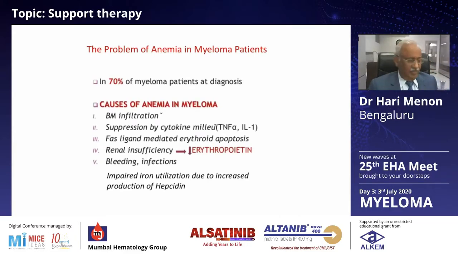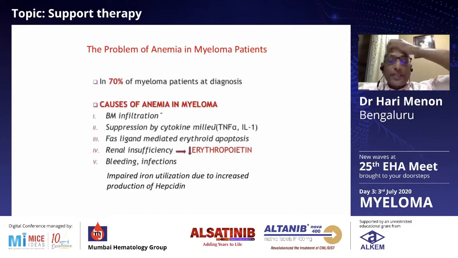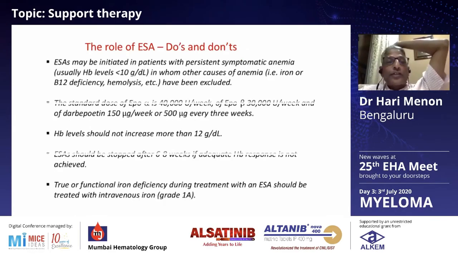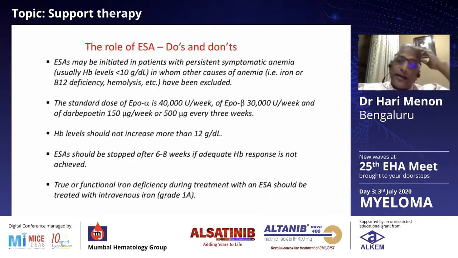Yes. So in 70% of the myeloma patients, you do have anemia due to bone marrow infiltration, suppression by cytokine milieu, and renal insufficiency, bleeding, infection, and so on and so forth. So the recommendation is that erythropoietin may be initiated in patients with persistent symptomatic anemia. The standard dose is about 40,000 units per week.